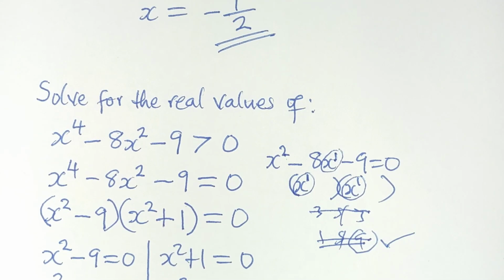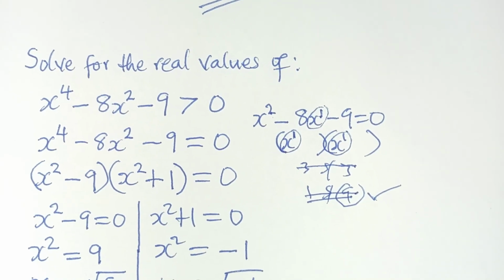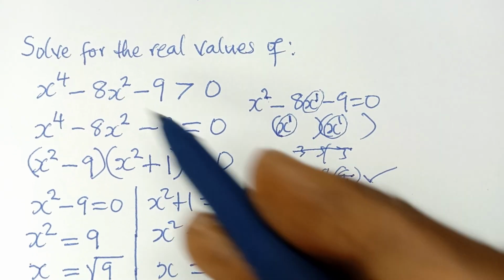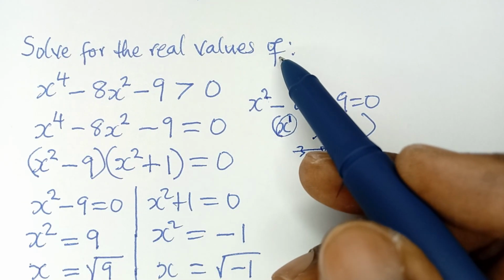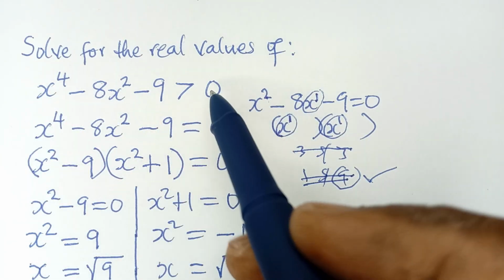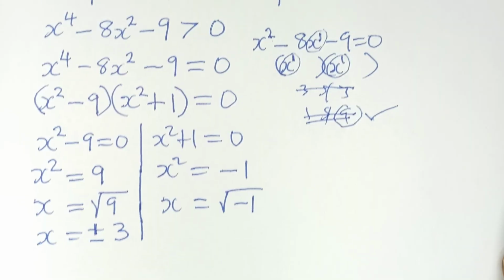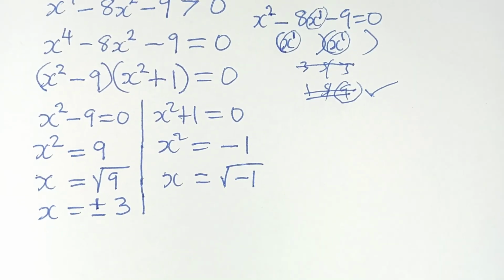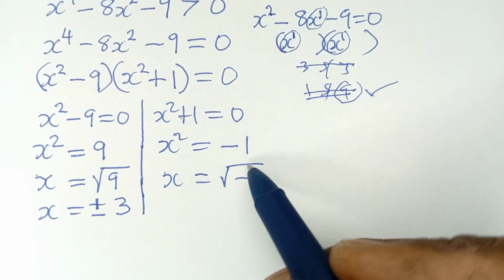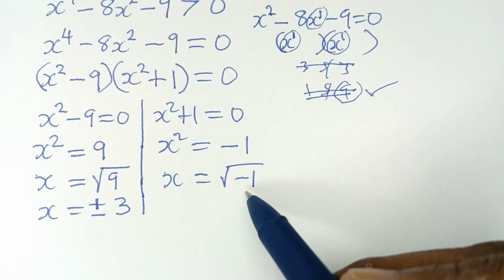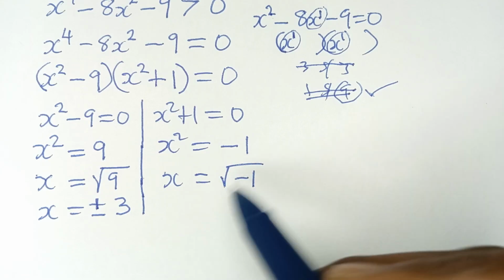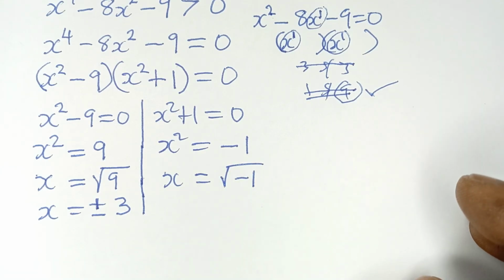Don't forget, from the beginning, the question says solve for the real values of this inequality. So we are looking for the real values, not for the imaginary value. So the imaginary value is not part of what we are looking for. So this will not give us a real value because it's a negative number in a square root sign. We cannot obtain that answer in the real sense.